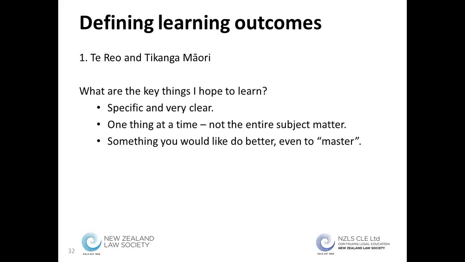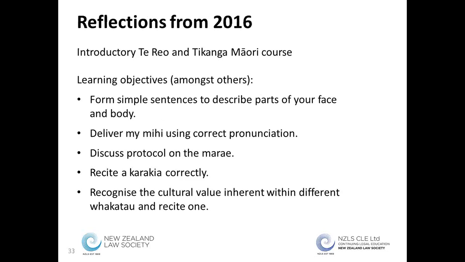So going back to my first learning objective, I need to sit down and identify what I hope to learn, at least for this year and into the future. That needs to be pretty specific and clear. I can't do it all at once. I've got to do one thing at a time. And ultimately, I'd like to master this, so I must accept that this is a first and faltering step.